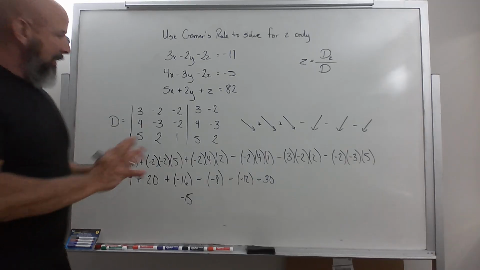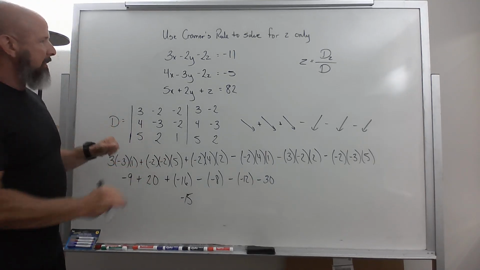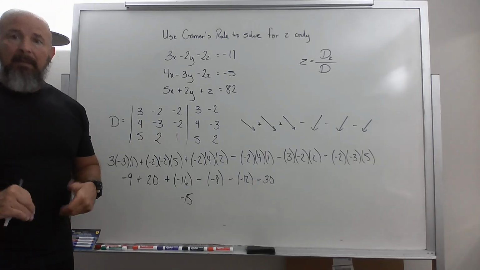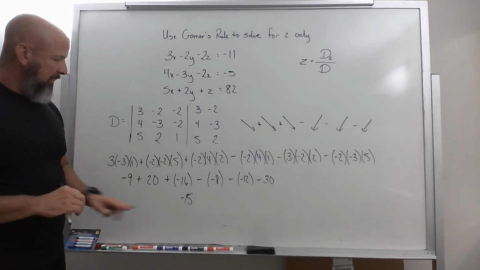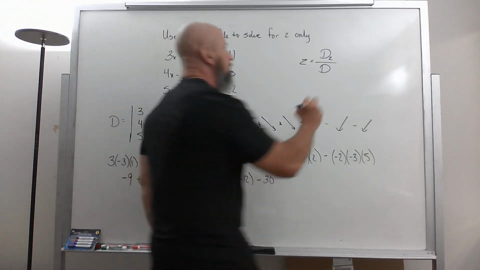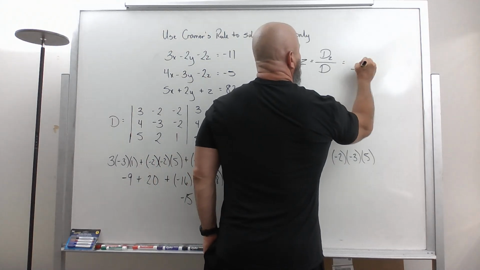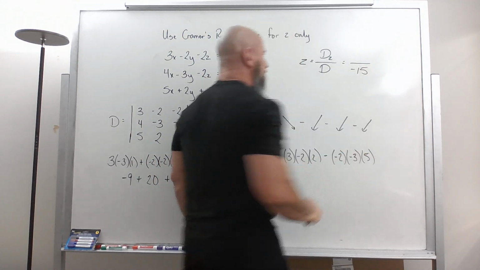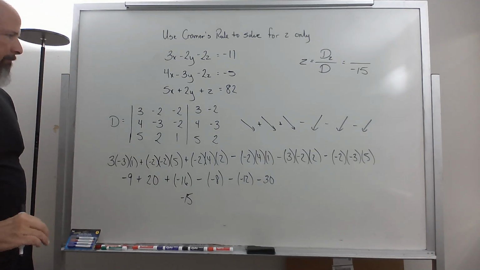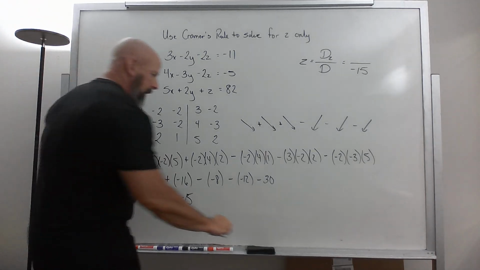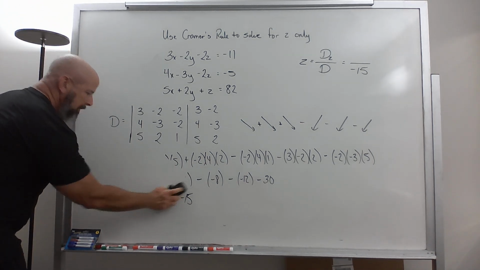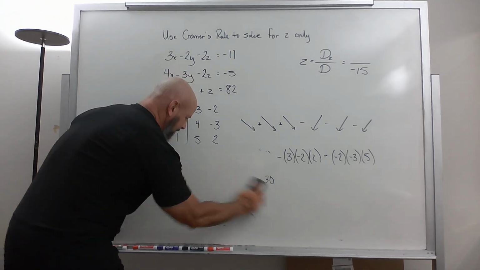And being the fact that I've got a small board here, I'm going to erase this and then work on D subscript Z, D with respect to Z. But I know this D value is negative 15. So I'm just going to go ahead and put negative 15 in that denominator there. That'll help me remember the value that I got. And now I'm going to go find D with respect to Z.